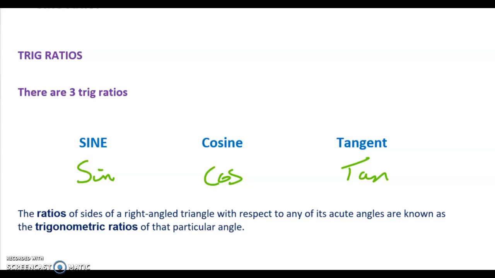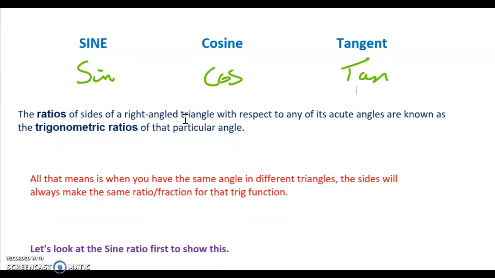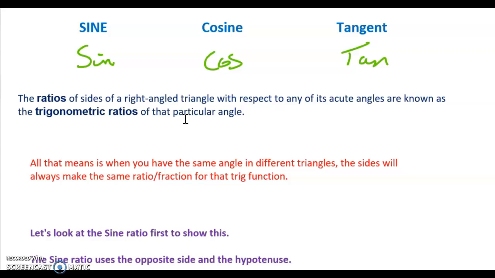Now, the definition of the ratios of sides of a right angle triangle with respect to any of its acute angles are known as the trigonometric ratios of that particular angle. Now that is a bit of a mouthful. So all it actually means is when you have the same angle on different triangles, the sides will always make the same fraction for that trig function. So if I show you that by an example, it might make it a bit clearer.